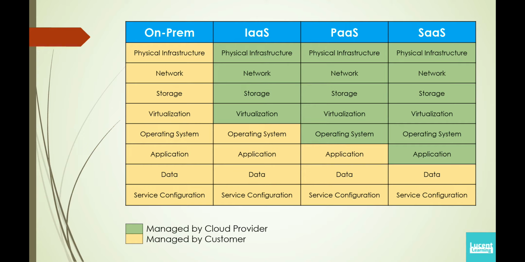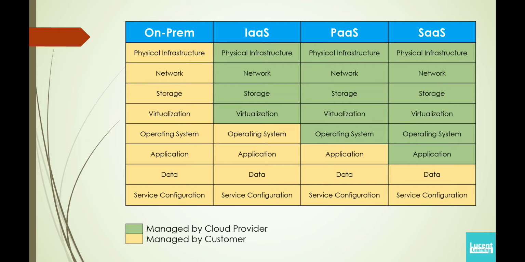So in this sheet, you can see the green part and some yellow part. The green part is managed by cloud providers, right? And the yellow part is managed by us, which means customers. So on premises, everything we have to take care of, whether that is physical infrastructure, network, storage, virtualization, operating system, application, data, service configuration, everything needs to be taken care of by us. In infrastructure as a service, cloud providers take care of physical infrastructure, network, storage, and virtualization.